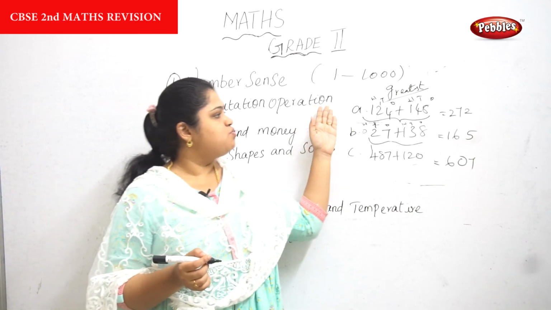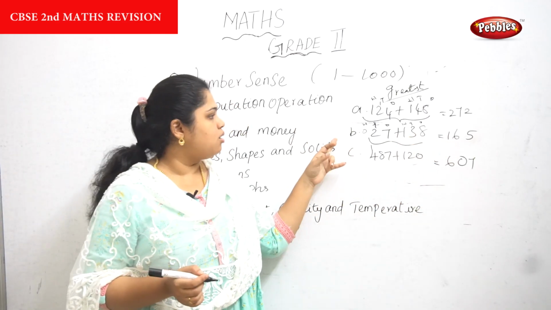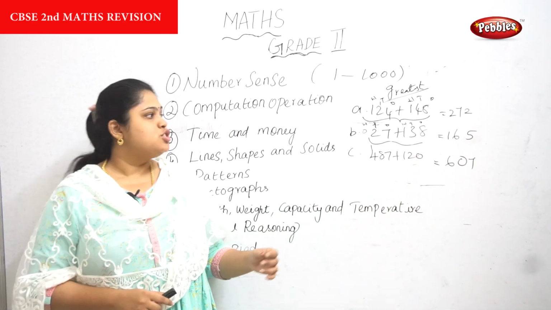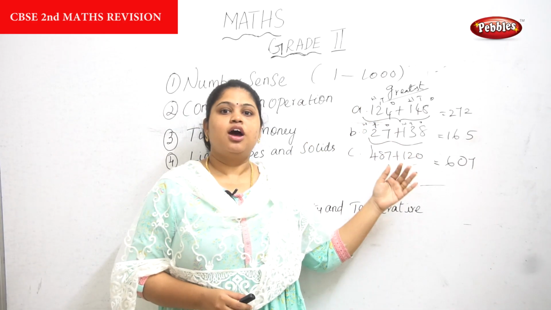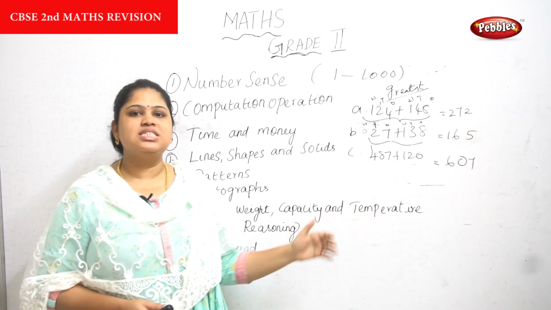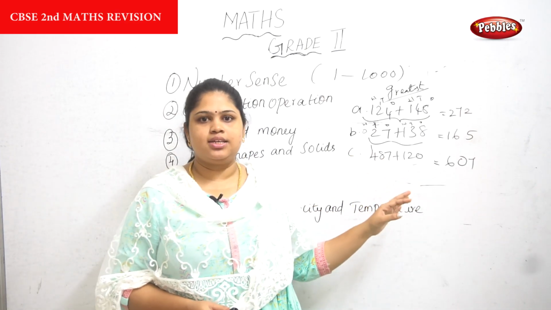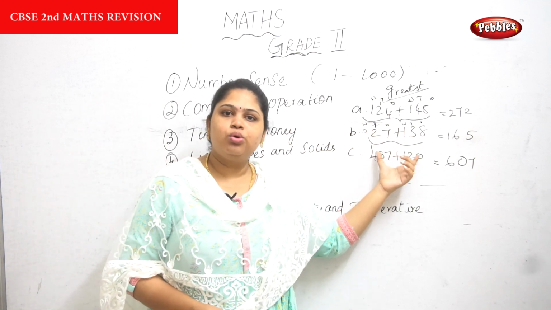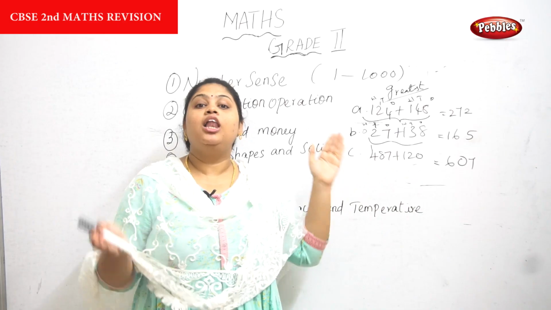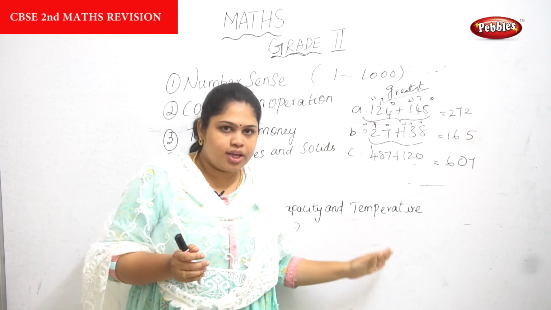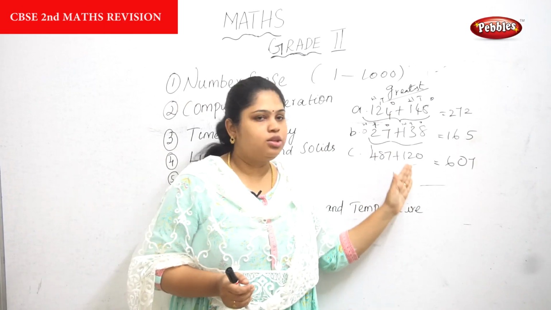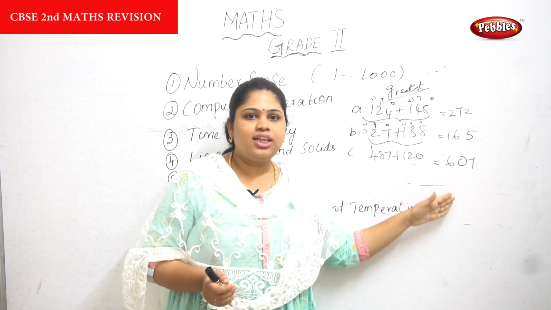So see here, in option A you got 272, option B you got 165 and option C you got 607. So we got all three answers. Now you have to compare which is the smallest or which is the greatest. So why is it called computation? After computing these numbers with the help of the arithmetic operation. What is arithmetic? It's a plus, isn't it? Addition. With the help of the arithmetic operation, we got the answer.